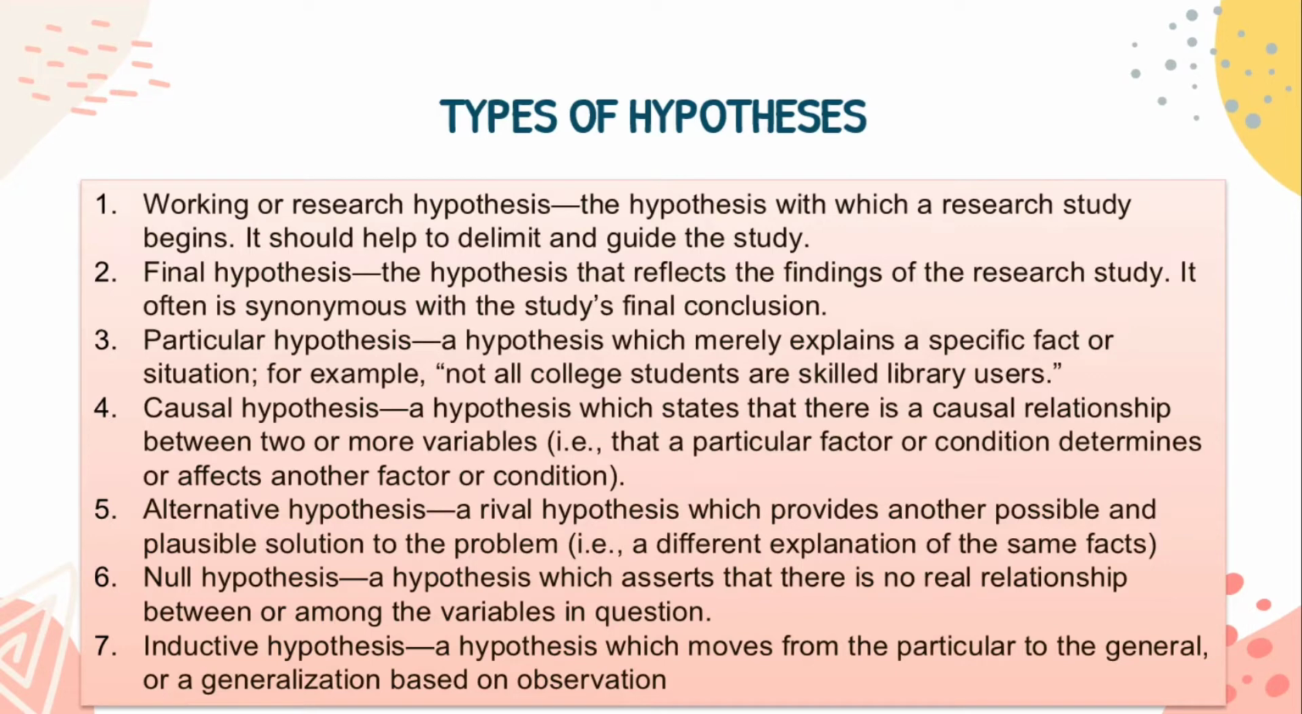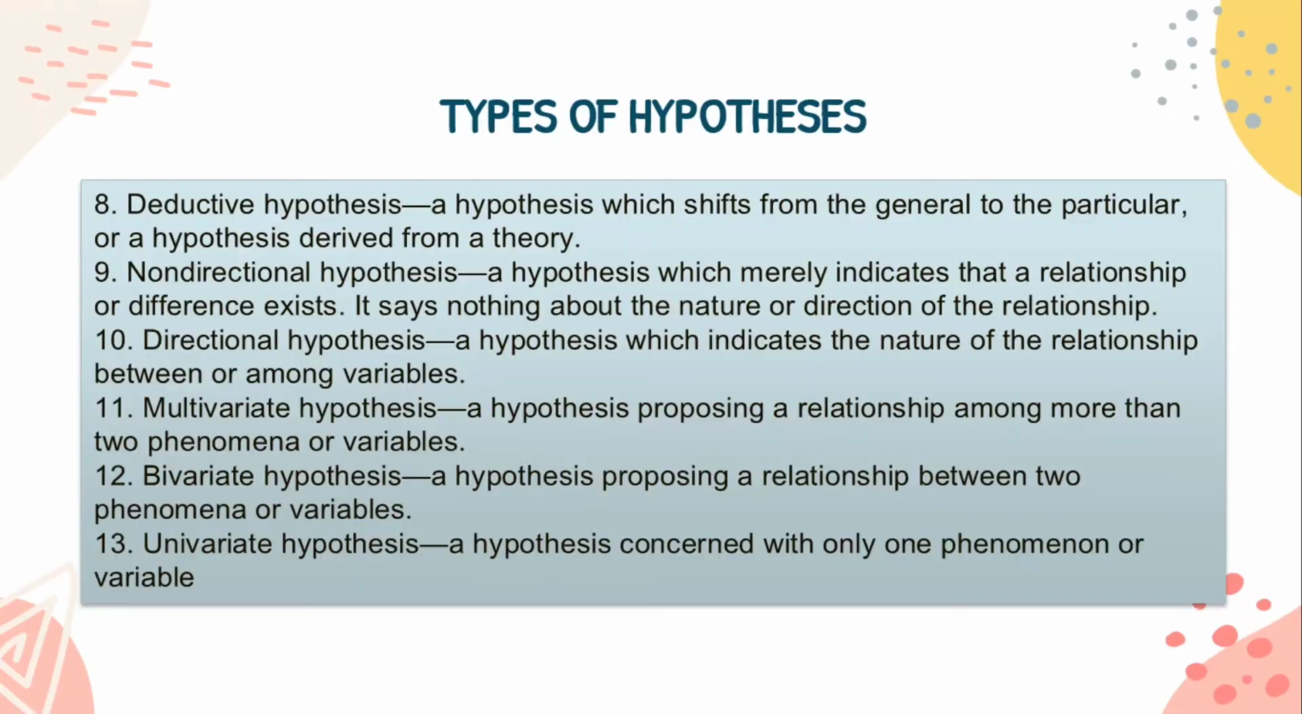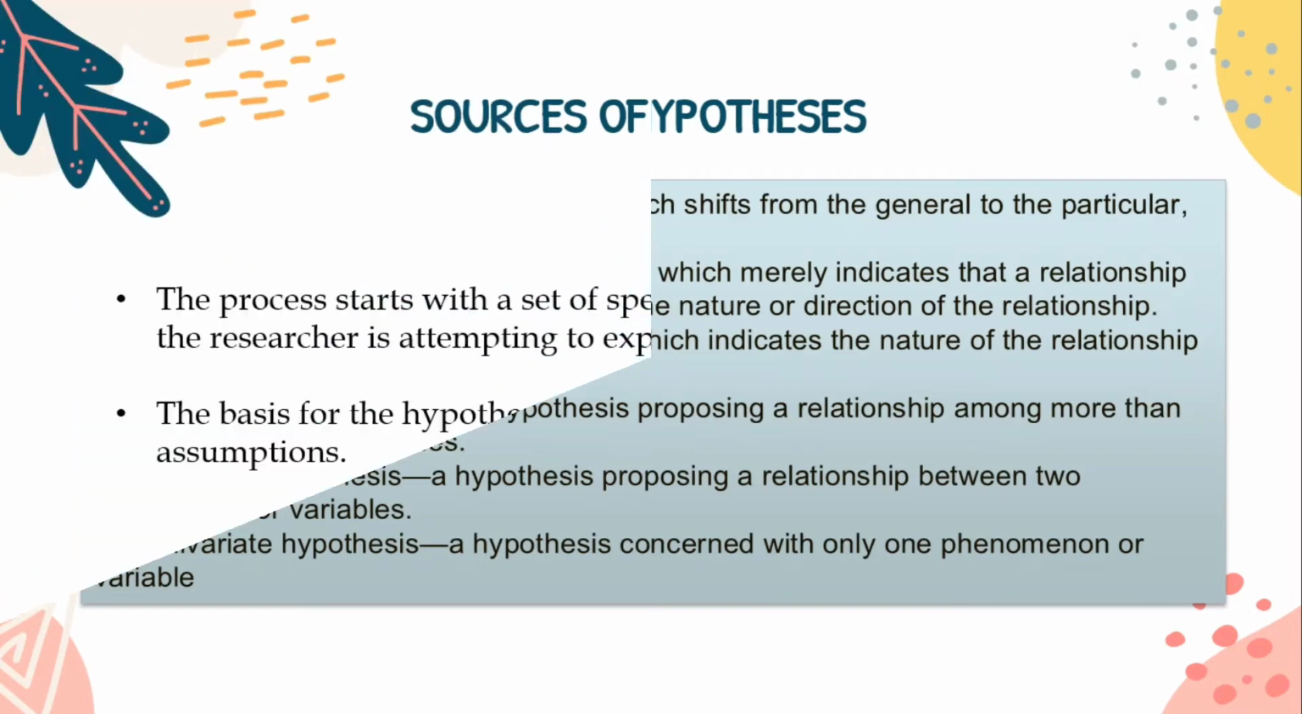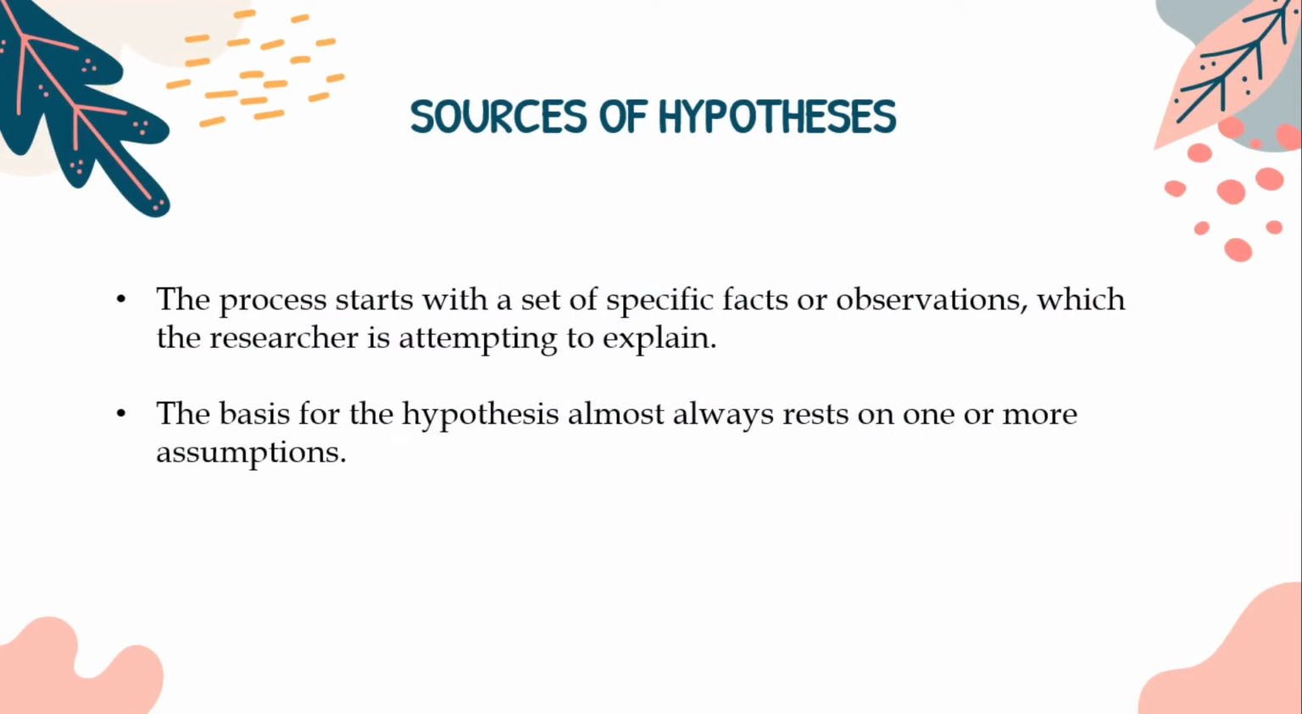There are several types of hypothesis: working or research hypothesis, final hypothesis, particular hypothesis, causal hypothesis, alternative hypothesis, null hypothesis, and inductive hypothesis. Also, there are deductive hypothesis, non-directional hypothesis, directional hypothesis, multivariate hypothesis, bivariate hypothesis, and univariate hypothesis. The sources of hypothesis start with specific facts or observations which the researcher is attempting to explain.